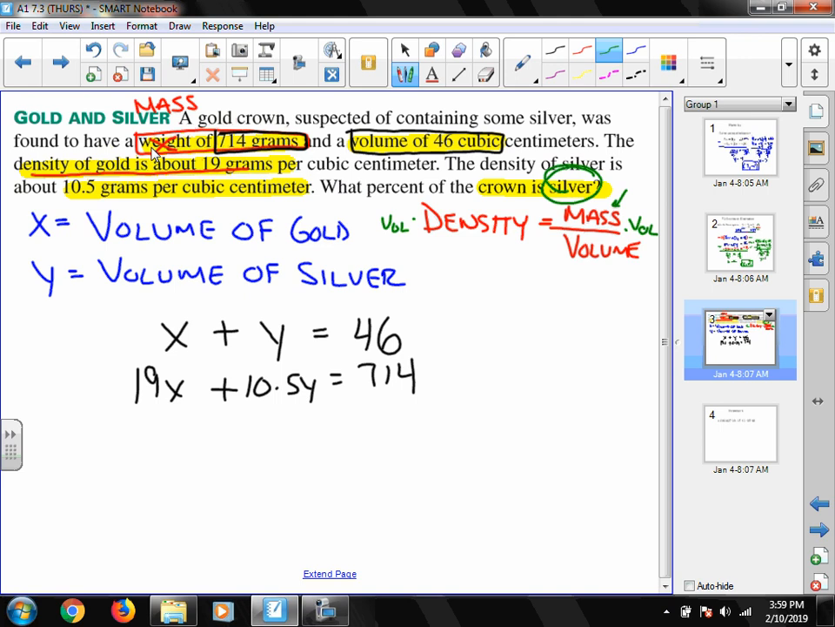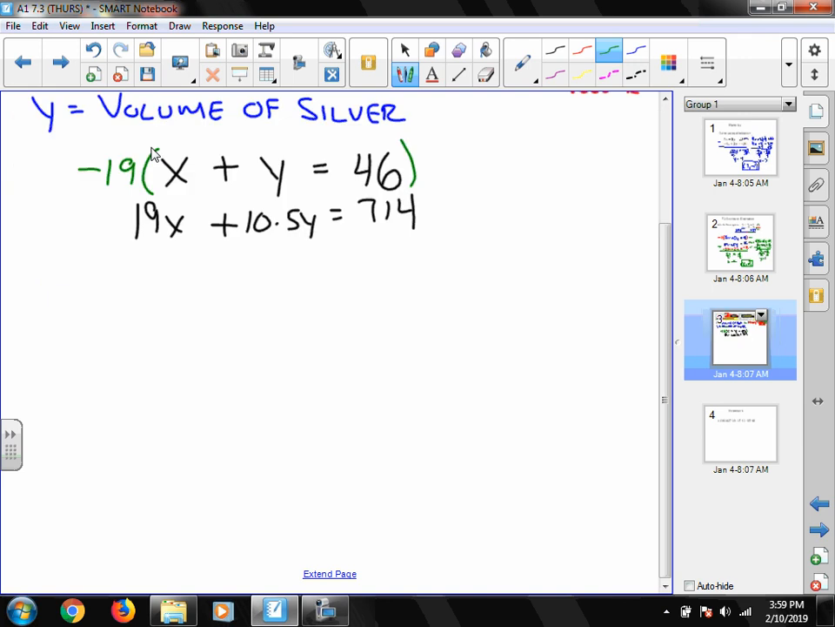So to eliminate a variable, let's eliminate the one that I don't care about. So I'm going to multiply this top equation by negative 19. That'll keep my y in the game, plus it'll get rid of my x's so that I can do my elimination process. When I multiply by negative 19, I get negative 19x minus 19y, and that's going to equal 46 times negative 19, which should give me a negative 874. Again, I chose negative 19 because both my x's are positive, so I choose that so that my signs will be opposite.